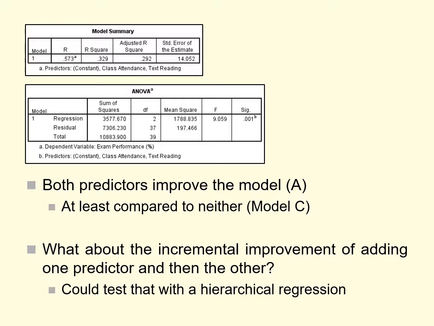Now, if we wanted to know about the incremental improvement of adding one predictor and then another, like does class attendance predict exam performance above and beyond text reading, or does text reading predict exam performance above and beyond class attendance, we could do this same analysis except adjust it slightly to be a hierarchical regression. If that's our research question, or if we have particular hypotheses that go in that direction, we can test them in a slightly different way. We keep with the analysis we're currently doing, that is the simultaneous multiple regression.